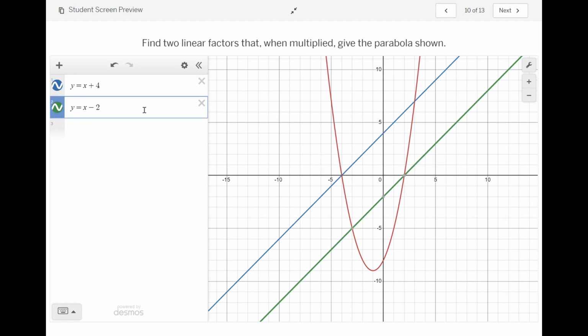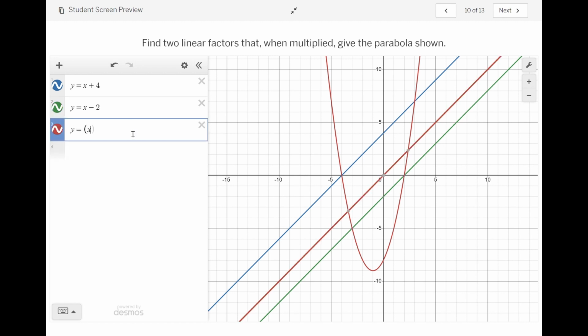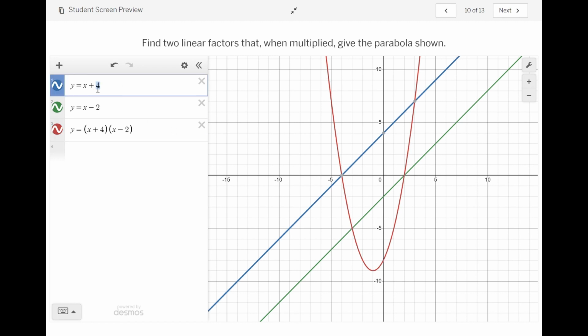X-intercept here. So let's see if we multiply these together, if that gives us our quadratic. Okay, times x minus 2. And you can see there, this graph is also in red, so it's kind of hard to see, but if I click off, here's the original, here's a new one, it kind of overlaid on there. So it turns out I picked the right ones that multiply together to make that quadratic.